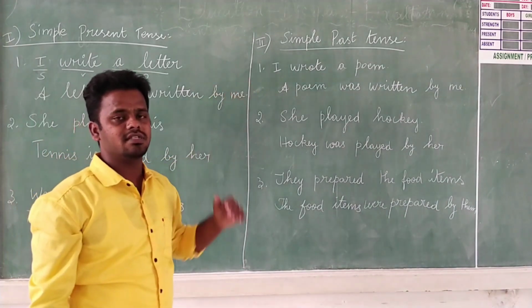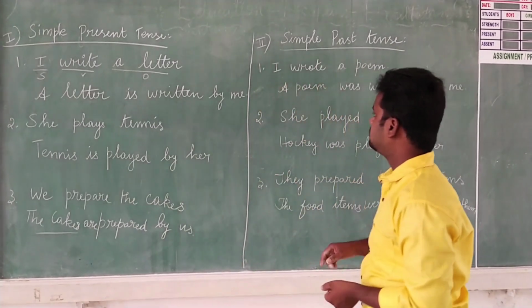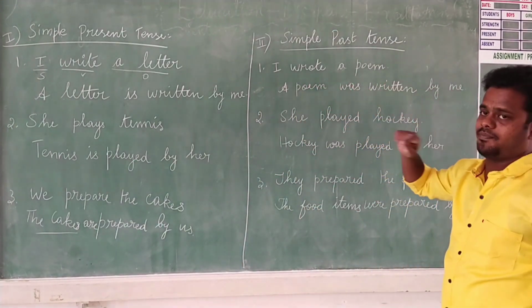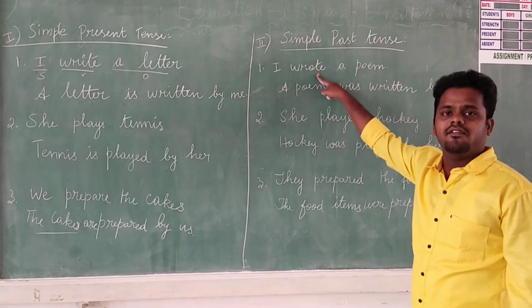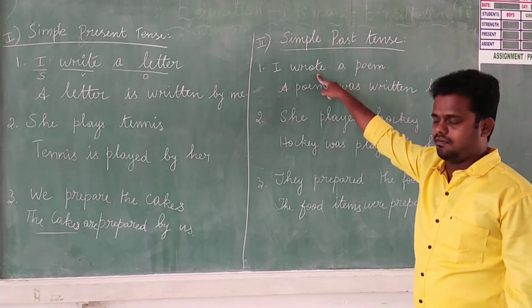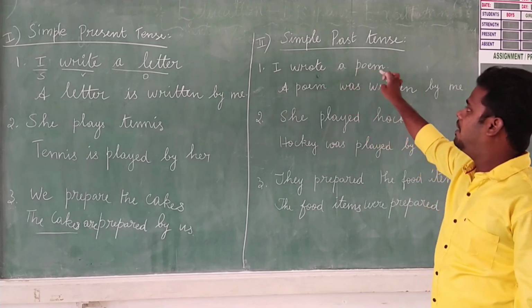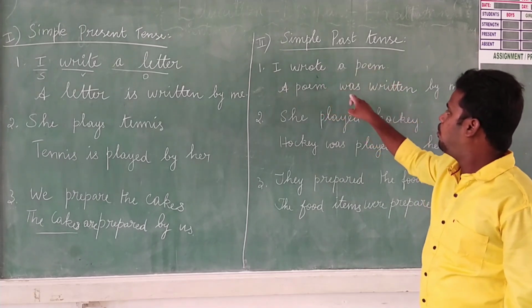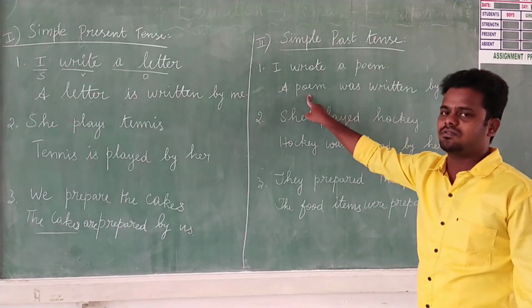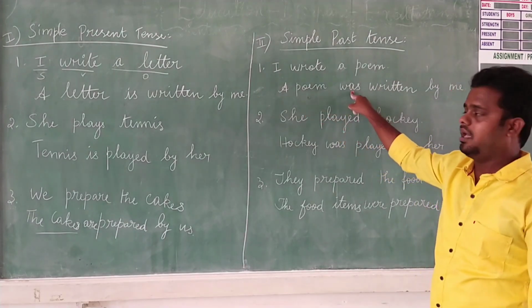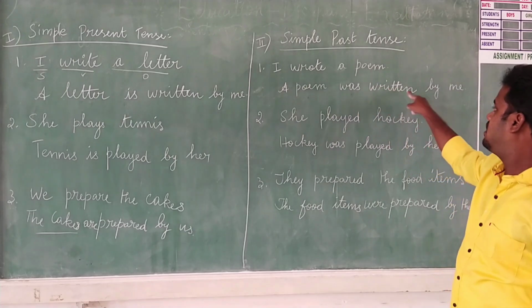And then coming to the simple past tense, I wrote a poem. In this sentence, wrote is the past form, that is the V2 form of the main verb. I wrote a poem. A poem was written by me. A poem is singular, and that is why we are using was. A poem was written by me.